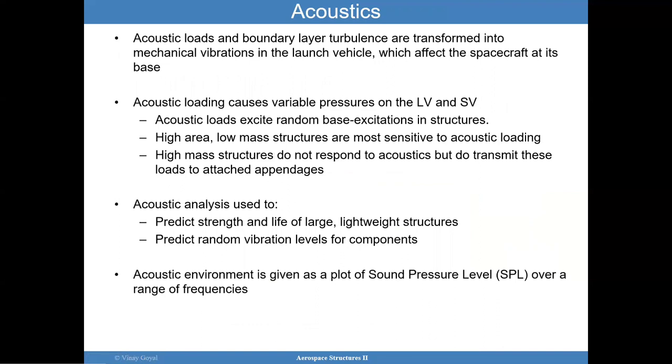So acoustic loads and the boundary layer turbulence are then transformed into mechanical vibrations in the launch vehicle, which can then affect the spacecraft. Acoustic loading can cause variable pressures both on the launch vehicle and spacecraft. The acoustic loads excite random base excitations in the structure. Areas with low mass structures are more sensitive to acoustic loading. High mass structures do not respond to acoustics, but do transmit these loads to attached appendages. So it's important to really track that carefully, because while the high mass structures may not be affected, they can actually transmit the loads to the appendages.